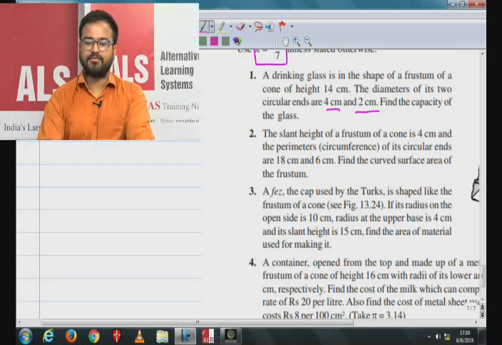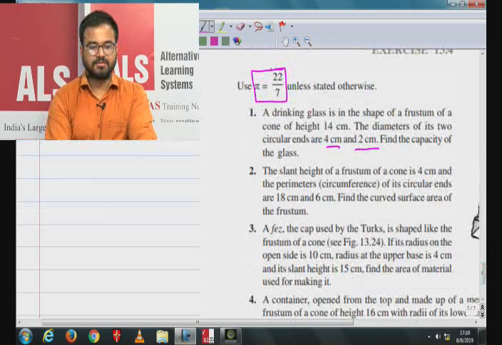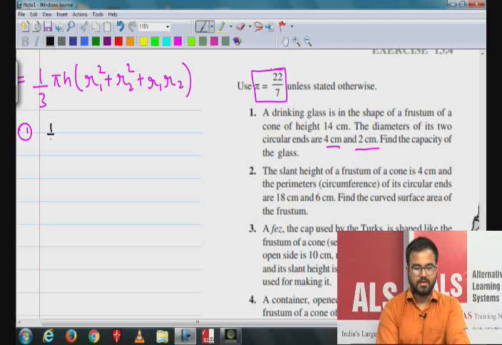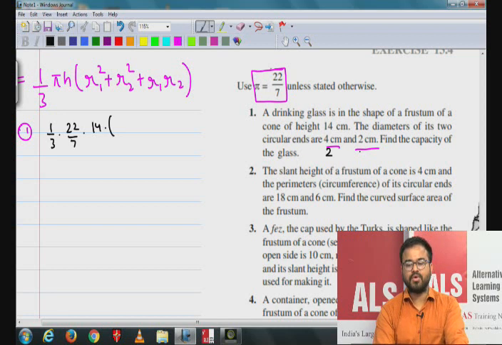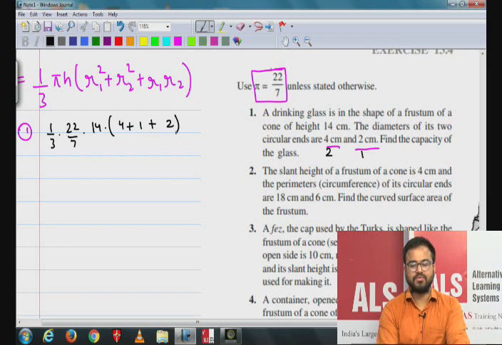Okay, so answer for the first one, Senapati, that is not the right answer. Tamenglong, right answer. See, only you have to substitute the values. When you substitute the values, volume will be 1 by 3, height is 14, r1 square, so radius will be 2 and 1. So 2 square, which is 4, 1 square is 1, plus 2 into 1, which is 2. So 1 by 3 into 22 by 7 times 14 times 7.